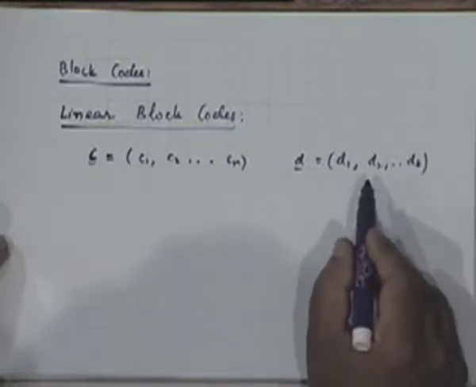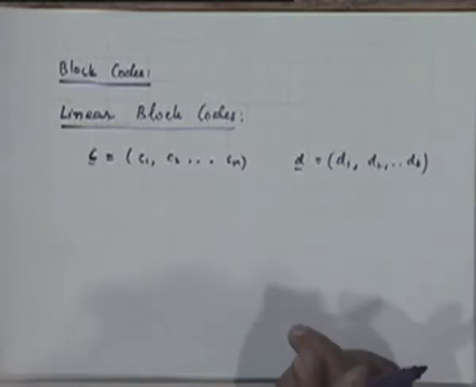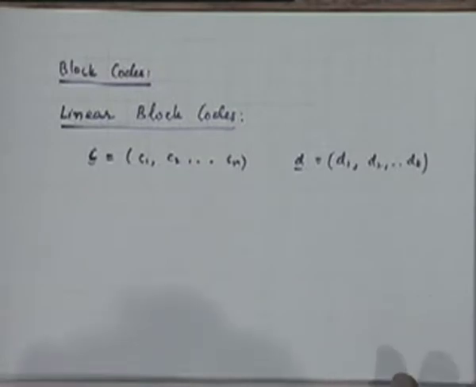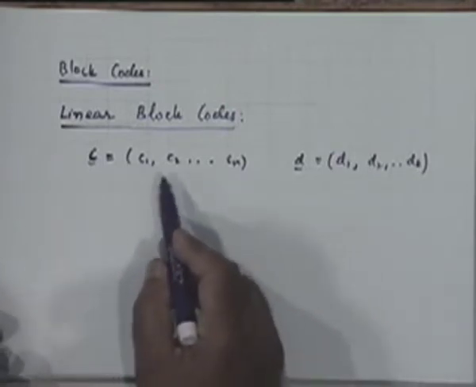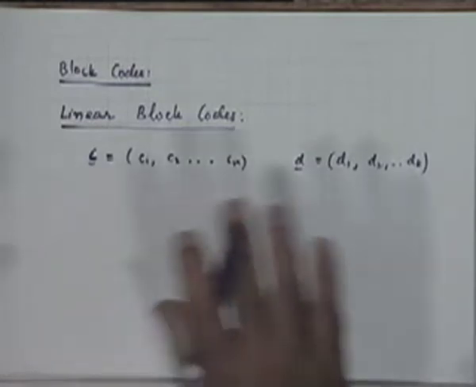But mind you, our field of operation is not the normal real number field in which we carry out these combinations, because these are binary numbers. In binary numbers we have a separate field of operation which you are familiar with. It's called the Galois field.